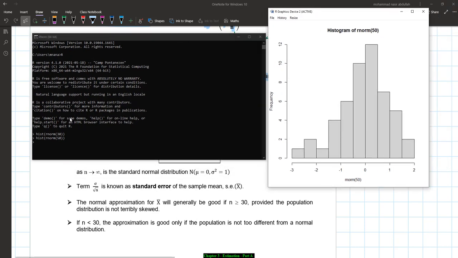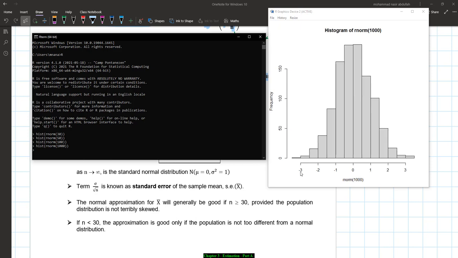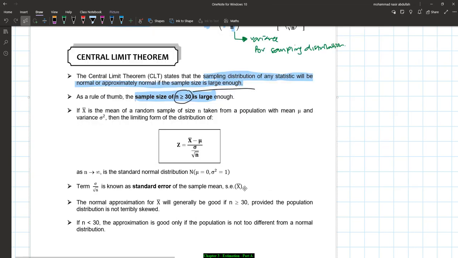If I increase further, let's say to 100, it goes more in that direction. Let's say I increase to another 1000, you notice it is much closer to a normal distribution. So this is what the central limit theorem strives to say. When you increase the sample size, it approximates a normal distribution. If you prove it by limit, you will get a normal distribution, that is, the standard normal distribution curve.